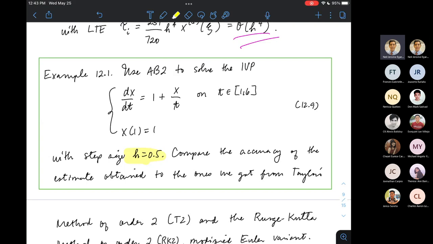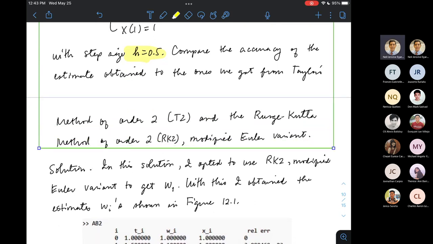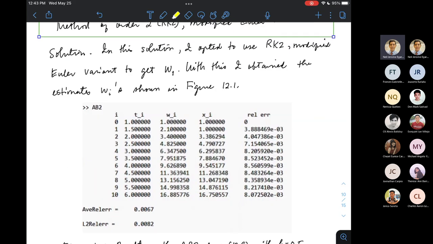Para medyo kahawig ito ng mga previous methods na ginawa natin. Okay? And then, we'll compare what we'll get from AB2 mula dun sa Taylor's method of order 2 at saka dun sa modified Euler na Runge-Kutta of order 2. So, kulang pala yung size. Okay, there you go. So, ito yung solution ko. Dito, hindi ko na-specify pala dun sa example kung ano yung gagamitin ko para punan yung initial data. Because we have several options.